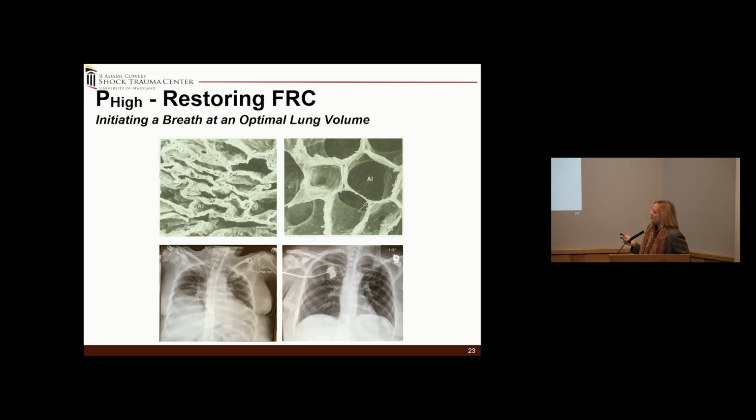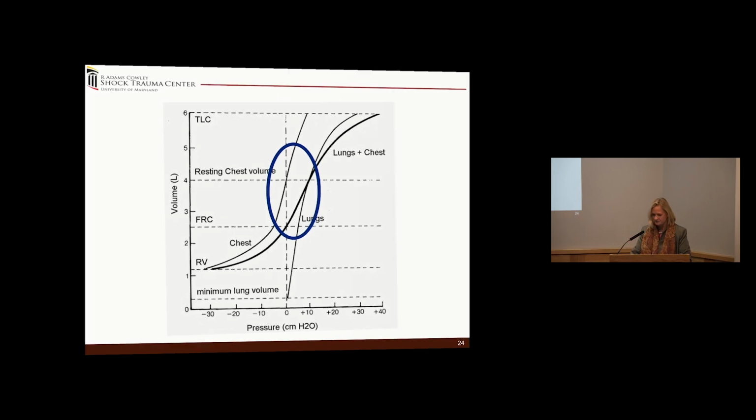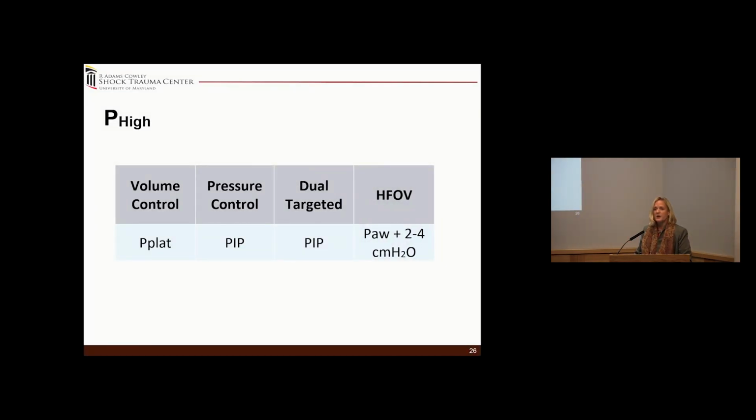Our P high. P high, essentially, is in pressure control, restoring FRC. That's what we're trying to gain, is restoring lung volume so that the patient can take a breath at a more optimal lung volume. So how do we do that? Well, one reason is because we want the patient to breathe on the steep portion of the pressure volume curve. So not at residual volume, not at TLC, but somewhere here at FRC. So how do we get there?